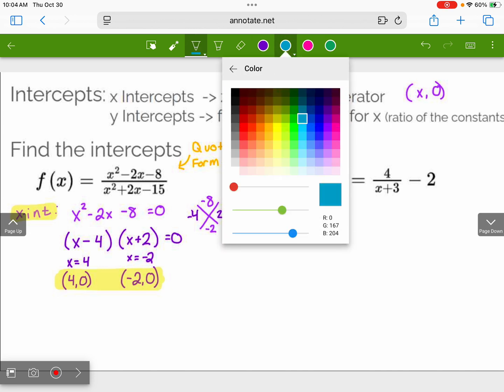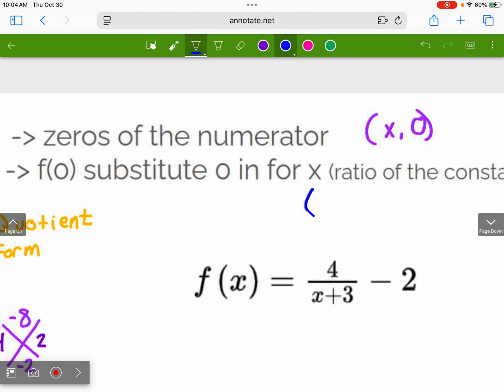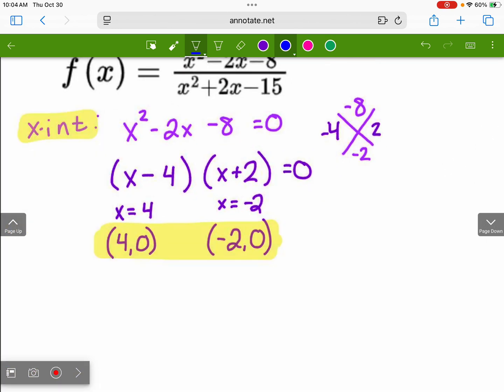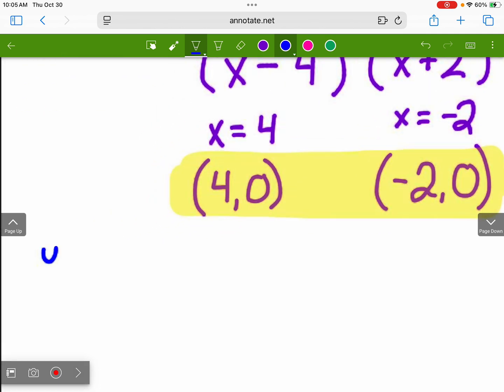Our y-intercepts. If we think about the y-intercept as a point, that's always when x equals 0 and we have a y value. That's what it means to have a y-intercept. So what we can do is, I know my x is going to be 0. We can substitute in 0 for x. That second half where it says the ratio of the constants, I'll show you what I mean by that in just a second. We're going to do it with substituting in 0 first.